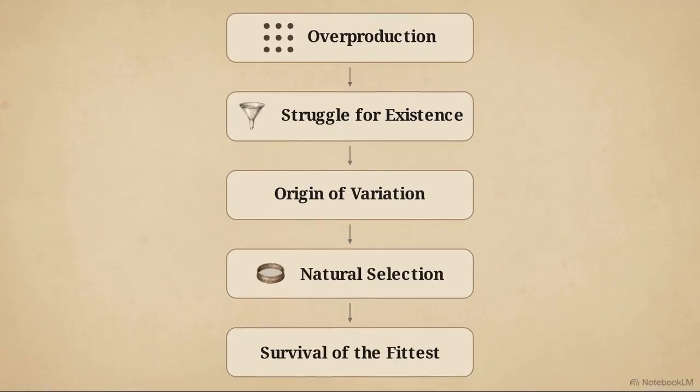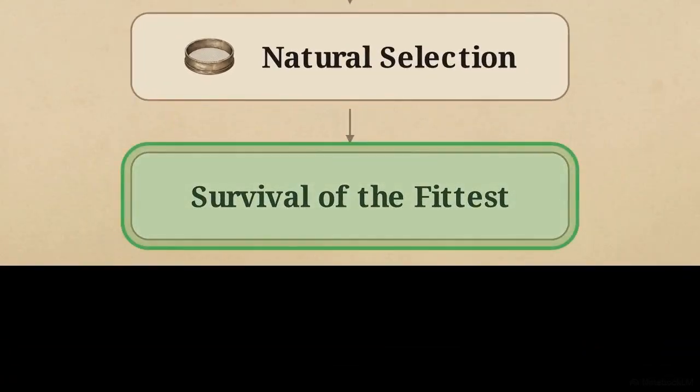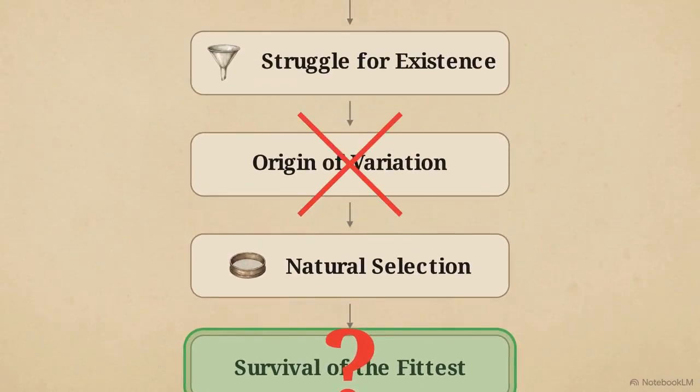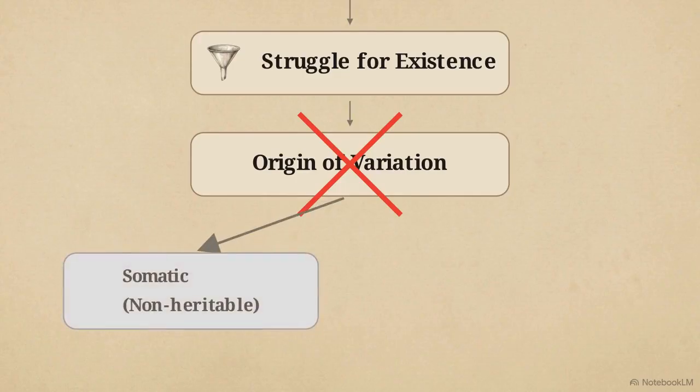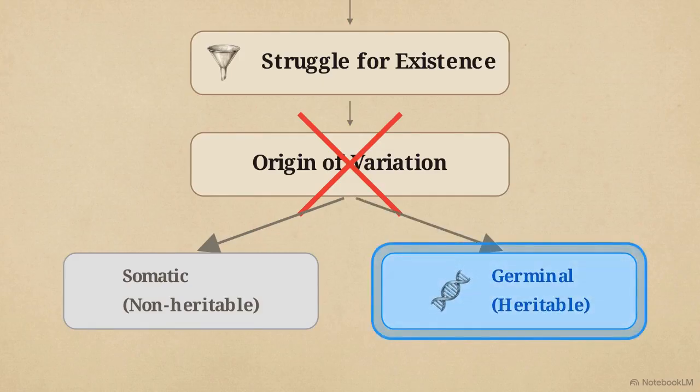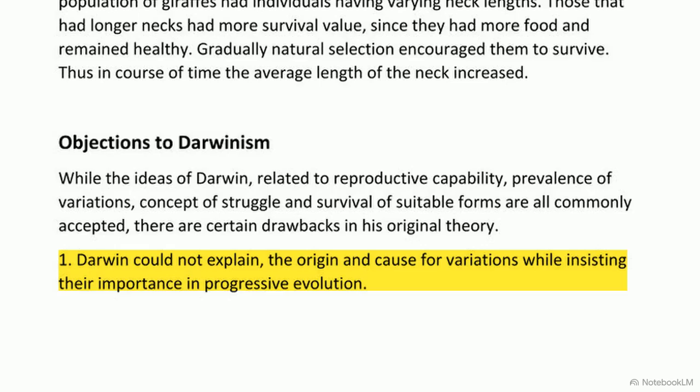First, Darwin clearly explained the survival of the fittest, but he failed to explain the initial arrival of the fittest, meaning how new complex organs provide any advantage when they first appear small and rudimentary. Second, Darwin treated all variations equally. He didn't distinguish between non-heritable somatic changes, like physical traits acquired from the environment, and heritable germinal mutations in the DNA. Because he lacked an understanding of modern genetics, Darwin proposed the incorrect pangenesis hypothesis to explain inheritance.